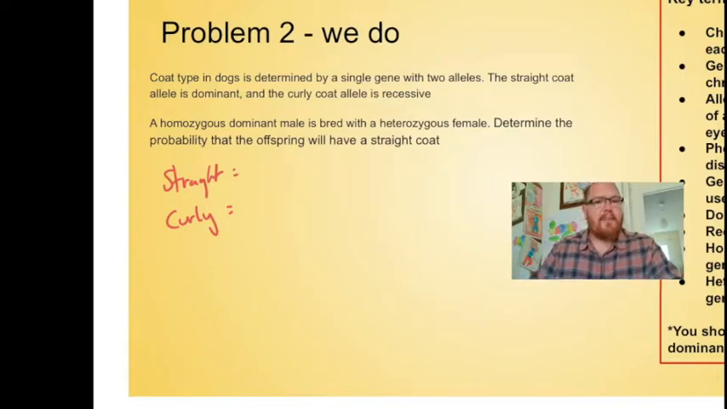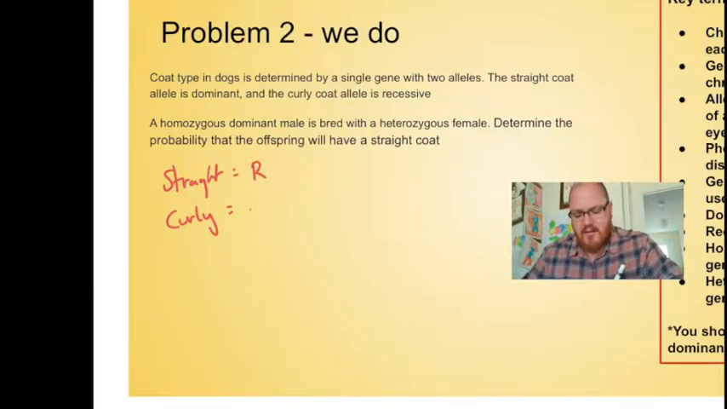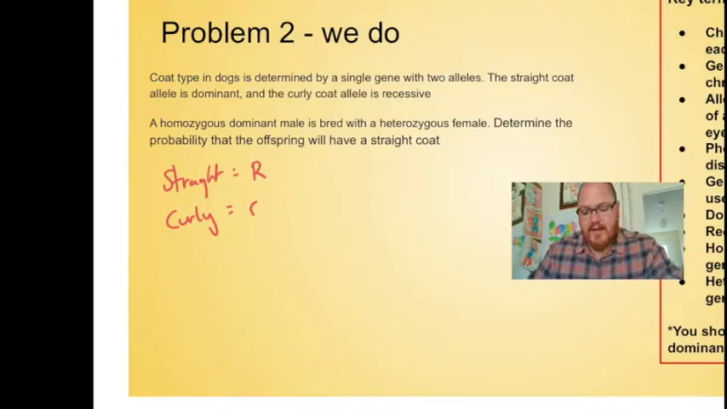And again, I'm not going to pick letters like C or S, because it's really hard to know which one is capital S and lowercase s. I'm going to pick two letters that I can really know the difference. So I'm going to pick R. Could have been E, could have been anything. R, little r. Because the straight one is the dominant, that's the capital. The curly one is the recessive, that's the lowercase.